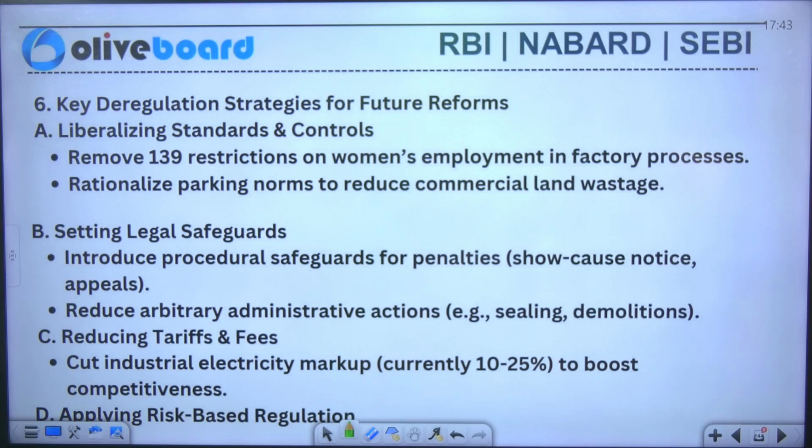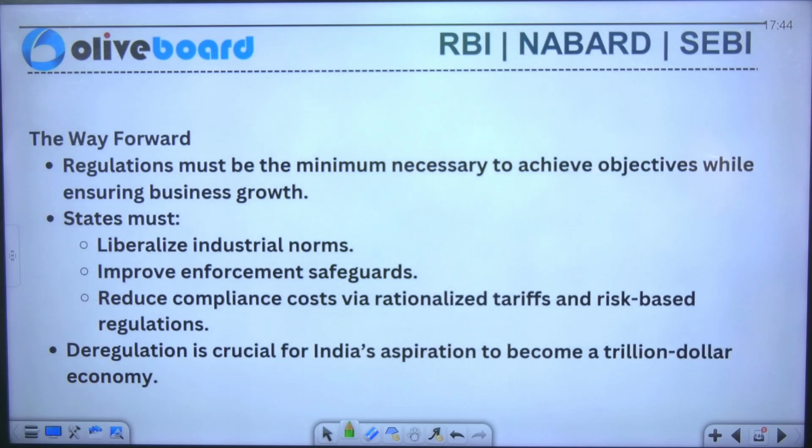Now key deregulation strategies for your future reforms. So liberalizing your standard controls is there, ठीक है, setting your legal safeguards is there. अगर आप tariffs वगैरह को reduce करोगे, so you can see the improvement here. Applying your risk-based deregulation, that is also very important. And what is the way forward now? Now regulations must be the minimum necessary to achieve the objectives while ensuring business growth. Now it states that liberalization, जो हमारे जो industrial norms हैं, it should be liberalized. Improvement in the enforcement safeguard should also be there. It should reduce compliance cost via rationalizing your tariffs and risk-based regulation. Deregulation is crucial for India's aspiration to become a $1 trillion economy.